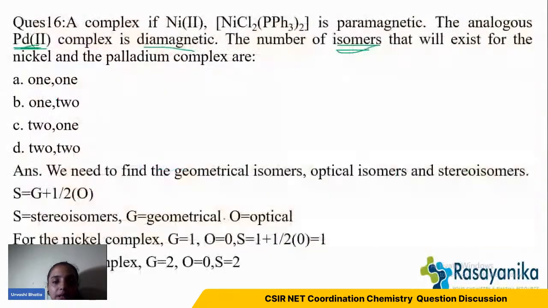So for the nickel complex, geometrical isomer is 1 and optical is 0. So stereoisomers will be 1 plus half into 0. Optical is 0, half into 0, so 1. And for the palladium square planar complex, we have geometrical cis and trans. Optical is again 0, and stereoisomers will be 2. So we have 1 and 2.